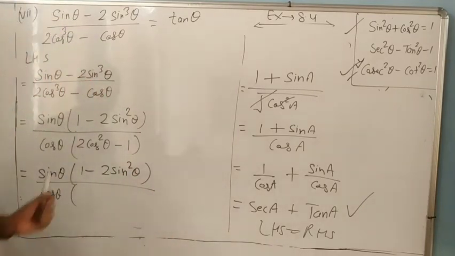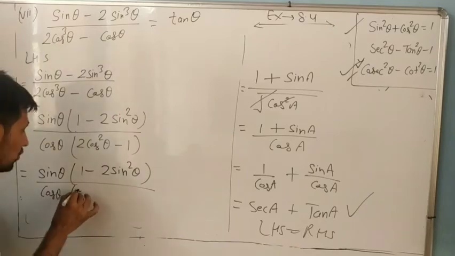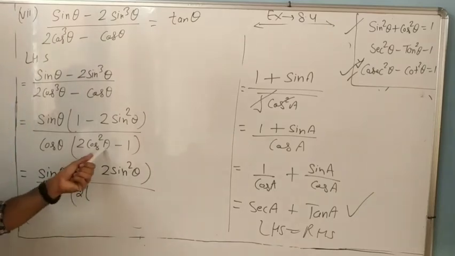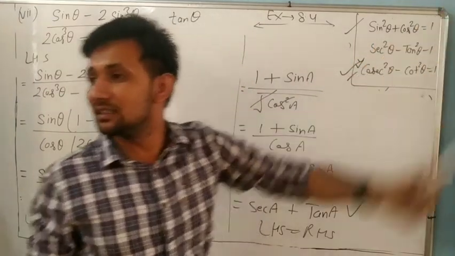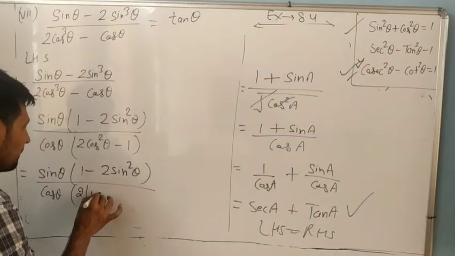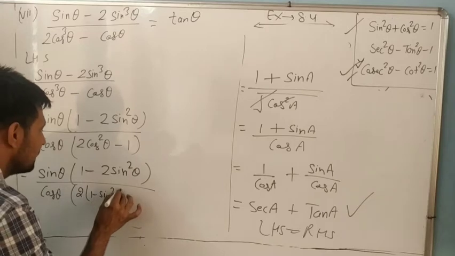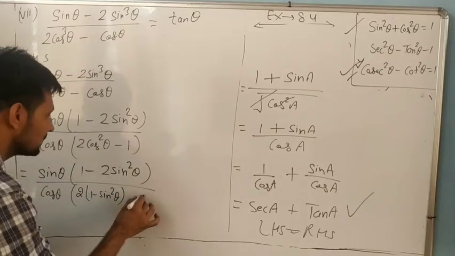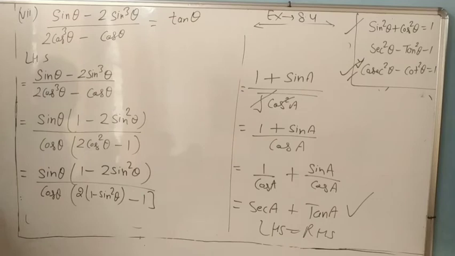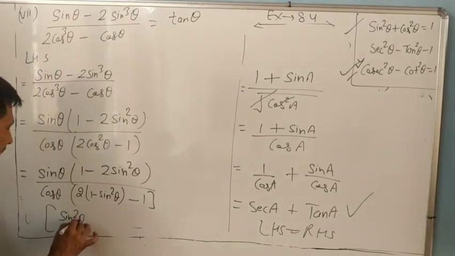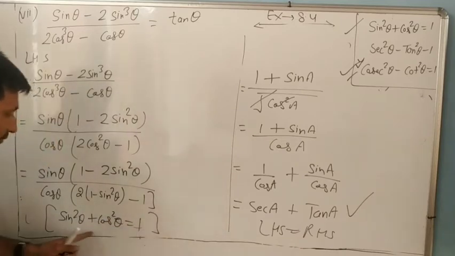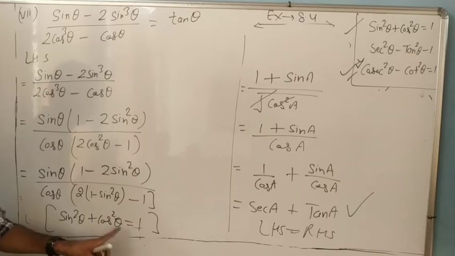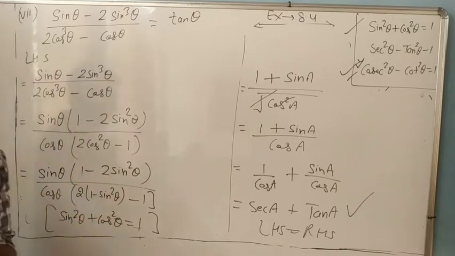Okay, look at 2 cos square. 2 multiply cos square, and cos square theta is 1 minus sin square theta. 1 minus sin square theta in bracket, and now minus 1. Any confusion? No. Only using the identity sin square theta plus cos square theta equal to 1. From this identity we can get 3 identities. Okay dear? So look at here.